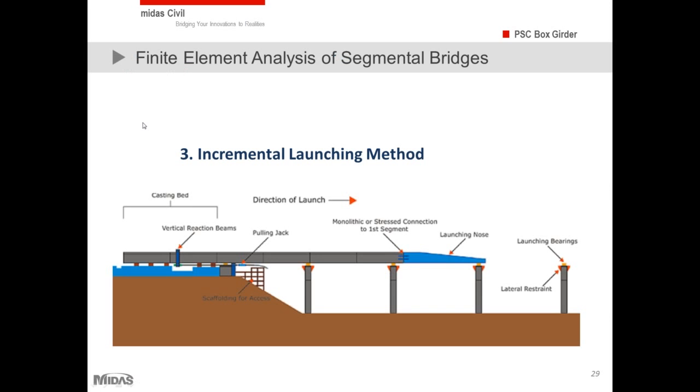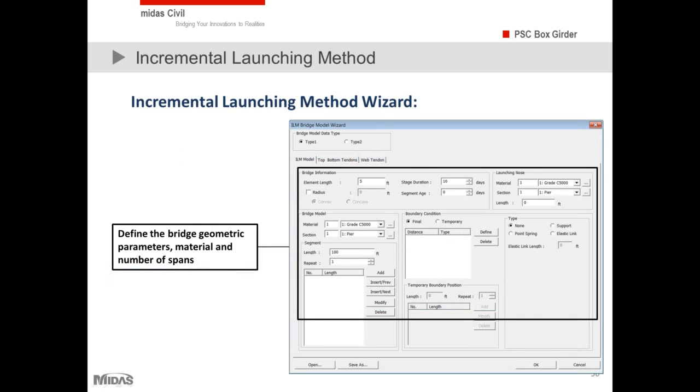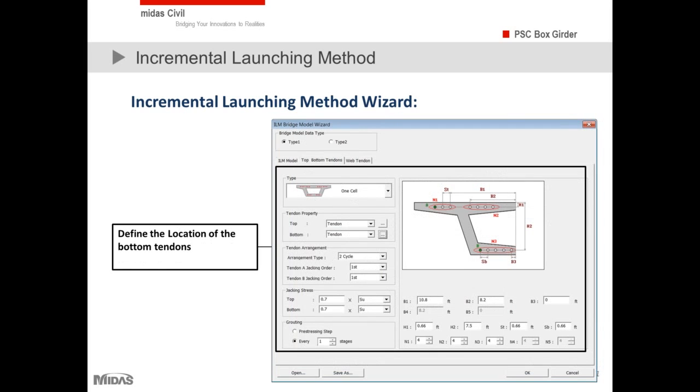Now let's talk about the incremental launching method. So once again, this is how a bridge constructed using the incrementally launched approach is constructed. And moving ahead, we have a wizard that can automatically model this bridge. So for geometric modeling, this is how the wizard looks. You define the bridge parameters like materials and number of spans, the duration of each stage, the age of any individual segment, and then you define the location of top and bottom tendons as well as the web tendons.